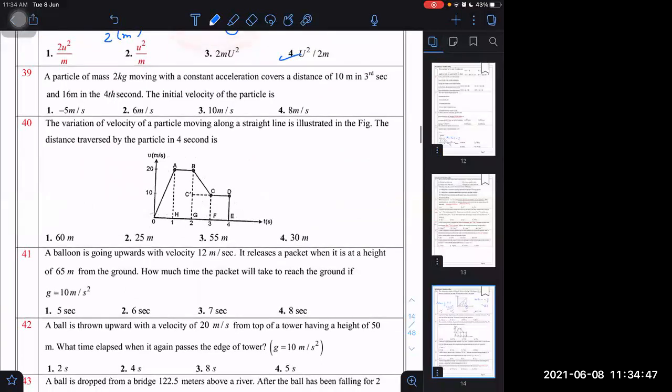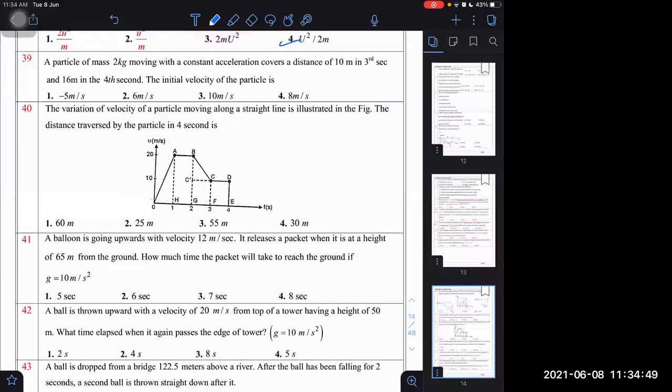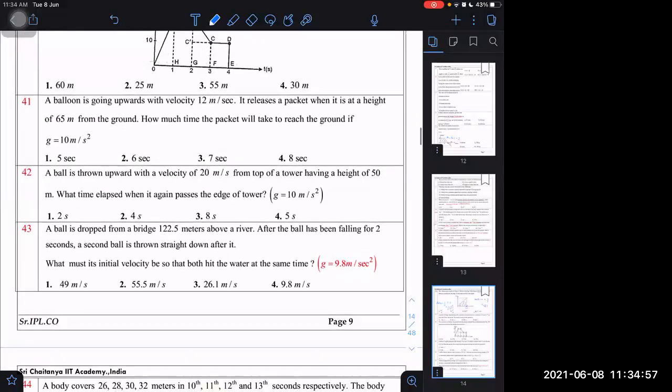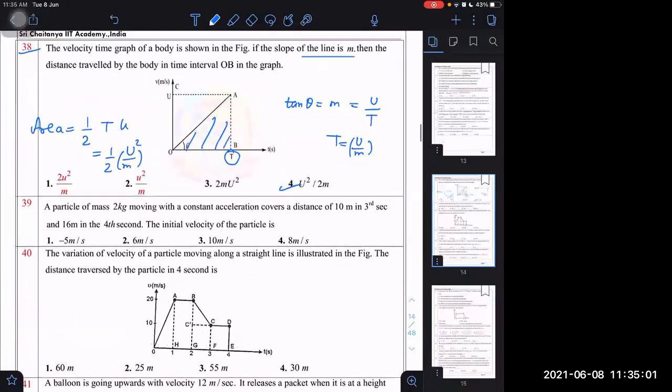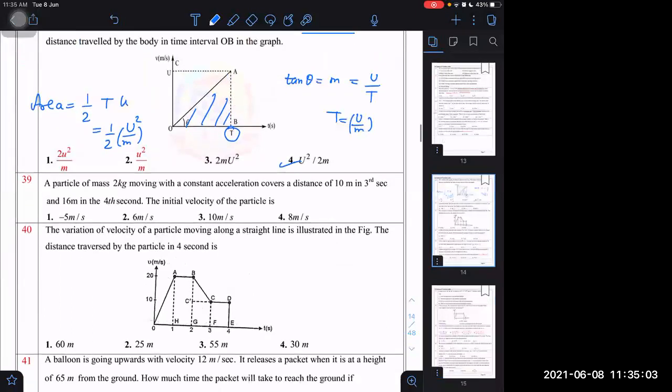What about question number 40? Can you do this one? Distance traveled in 4 seconds. I think simple again, area under the graph. We can do it. It is not tough at all.